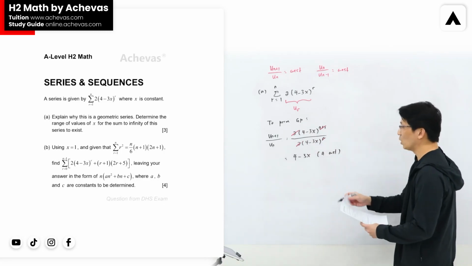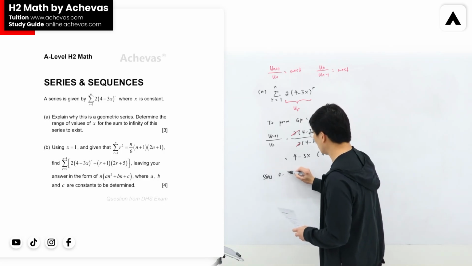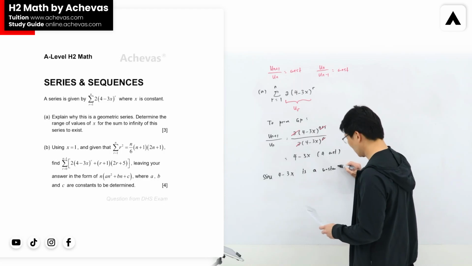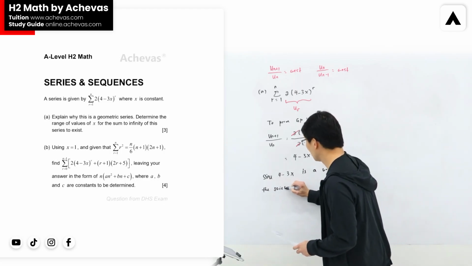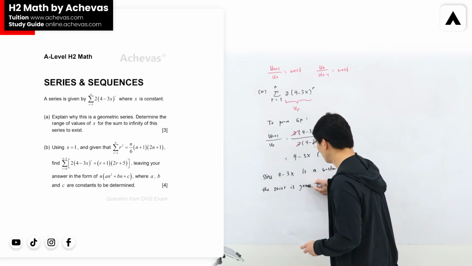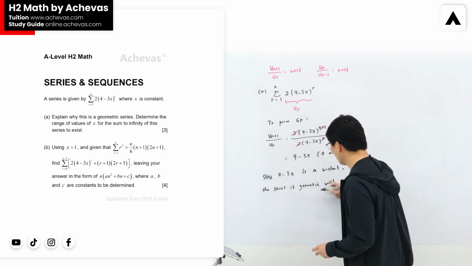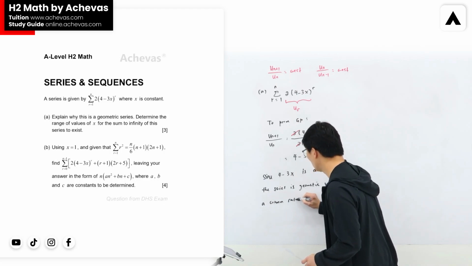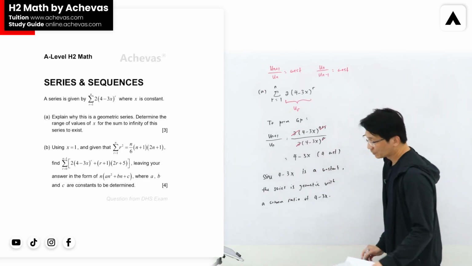So with that, we can do our conclusion already. Since 4 minus 3x is a constant, the series is geometric with a common ratio of 4 minus 3x.